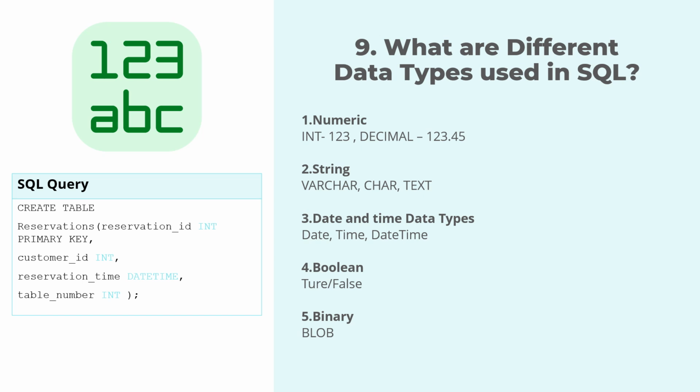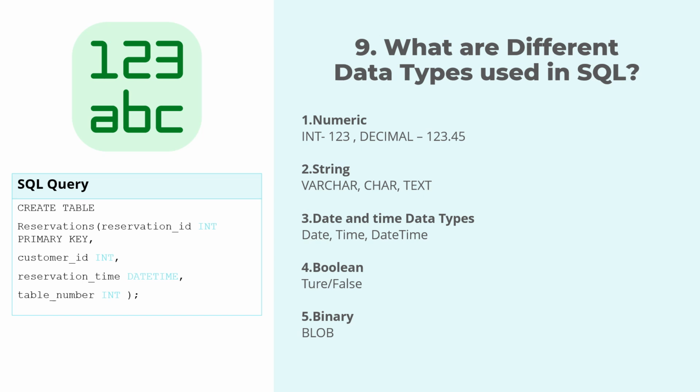Fifth type, binary data types. Blob, B-L-O-B. This is for storing large binary data like images or files. For the reservation table, create table reservations in the brackets reservation ID int primary key, customer ID int, reservation time date time, table number int.